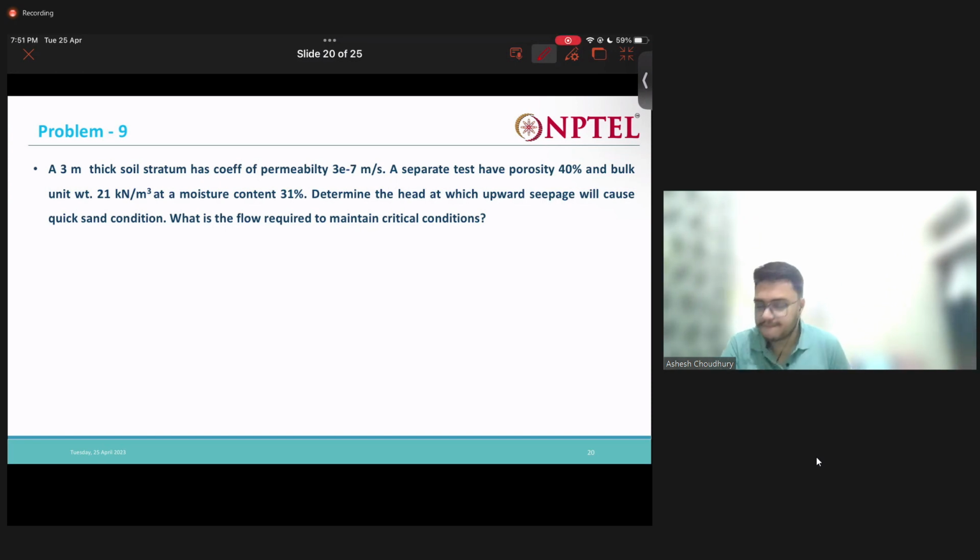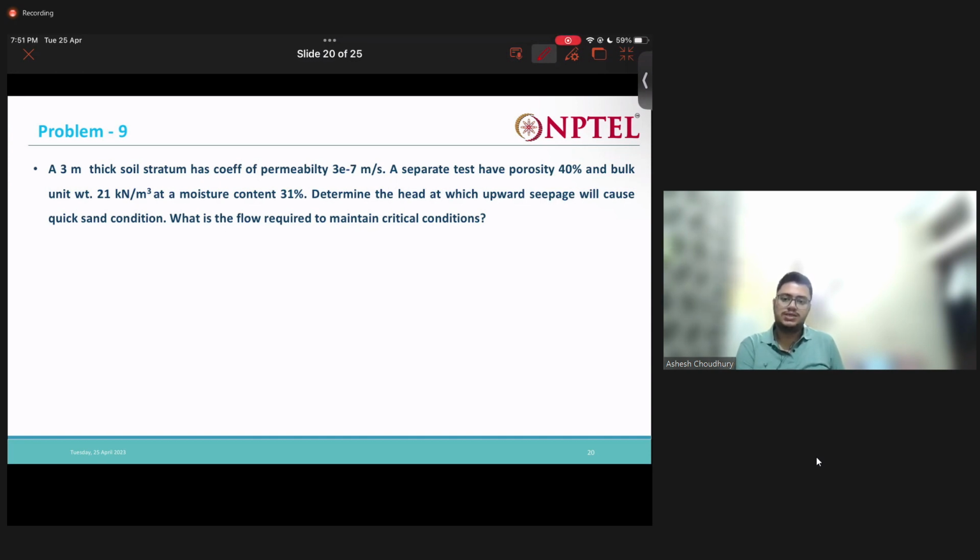Okay, so a 3 meters thick soil stratum is there, and the coefficient of permeability is given. We have the porosity also given and bulk unit weight is also given. The moisture content of the soil is given. So from there, what we can do is actually find out the void ratio of the soil.